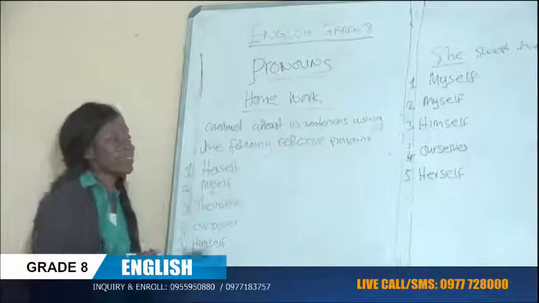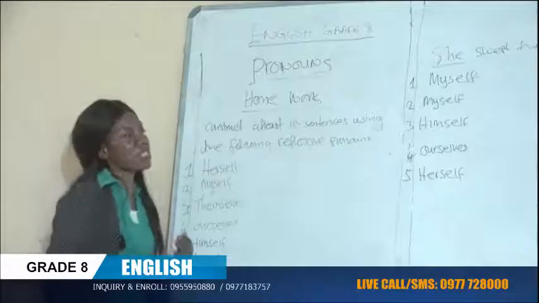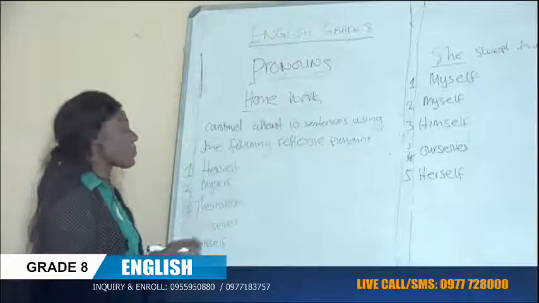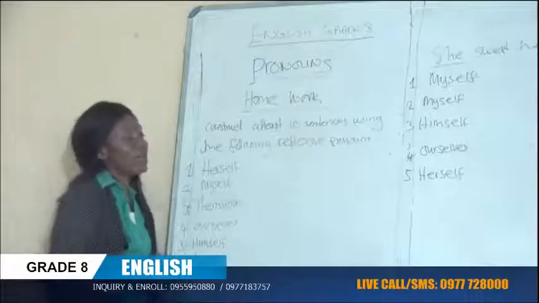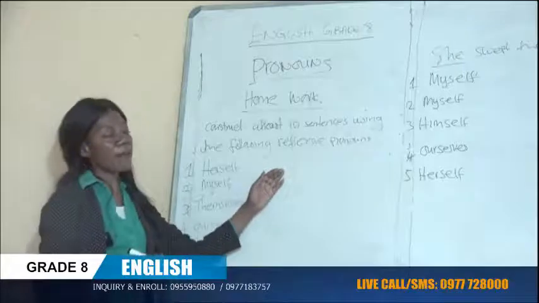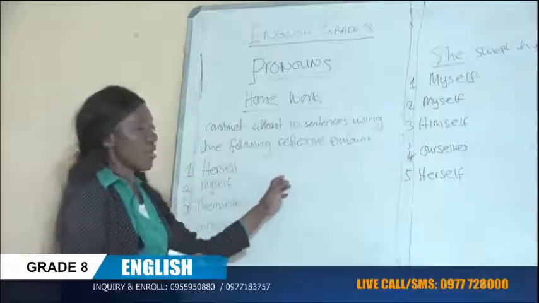When you construct those 10 sentences, there's a number on the screen which is written inquiries. You can send those answers to that number through WhatsApp. We'll be able to mark your work. Remember, you use self when you're talking about singular, then selves when you're talking about plural pronouns.